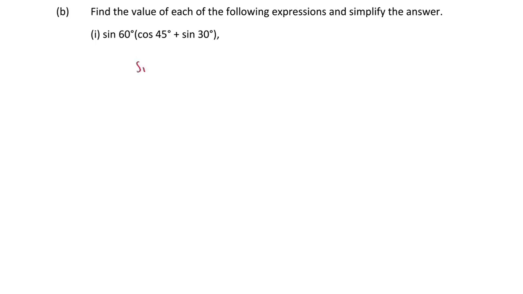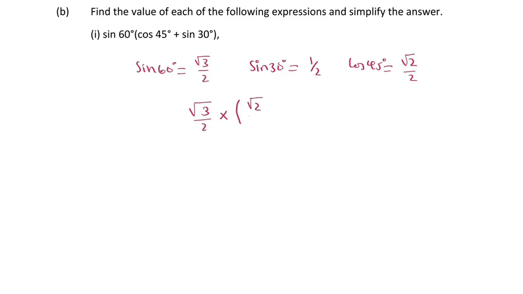So we have sine 60 degrees equals root 3 over 2. Sine 30 degrees equals 1 over 2. And cos 45 degrees equals root 2 over 2. Okay, so now let us substitute these values in our expression. Then we have root 3 over 2 times, in brackets, root 2 over 2 plus 1 over 2.